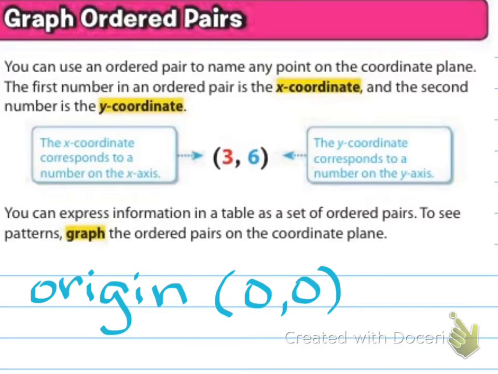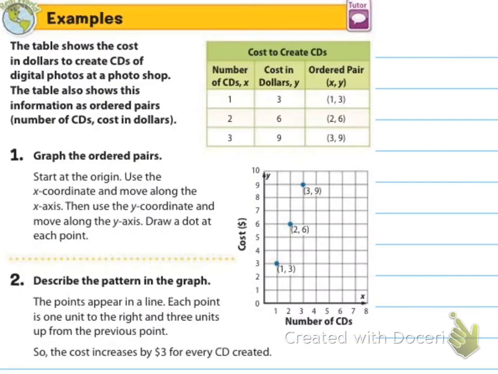So as I was just saying, you can use any ordered pair to name any point on the coordinate plane. The first number is always our x, and the second number is always our y. And so you can express information in a table as a set of ordered pairs, and then you can see what the pattern is, and we're going to graph those ordered pairs on a coordinate plane. Remember that the origin is always at 0, 0. So for our first example here, and as far as writing this down, just follow along, and then we're going to go over another example that I'll actually have you draw. So just follow along with what we're doing on this page.